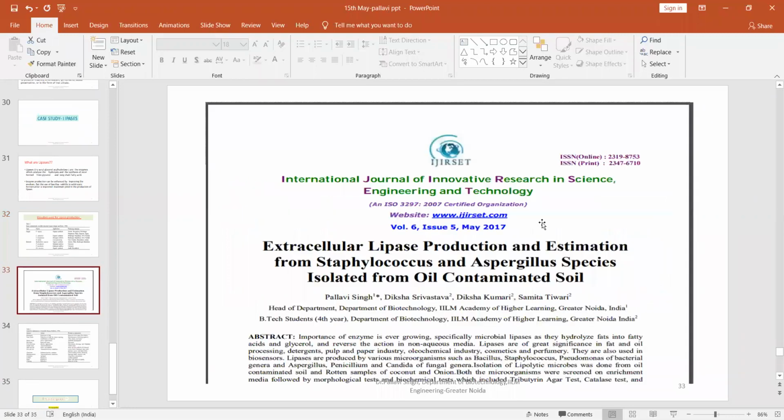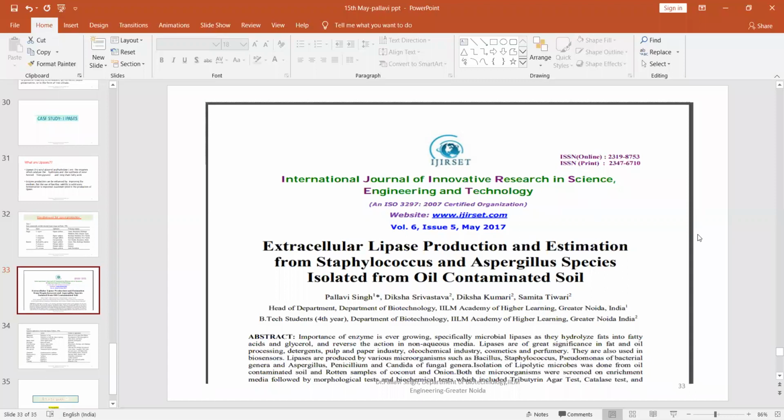Again, we had a paper. The very important aspect is that when you're trying to make lipase, you have to use an oil. Most people go for olive oil or groundnut oil for extracting the microbe which has the capability to produce lipase.